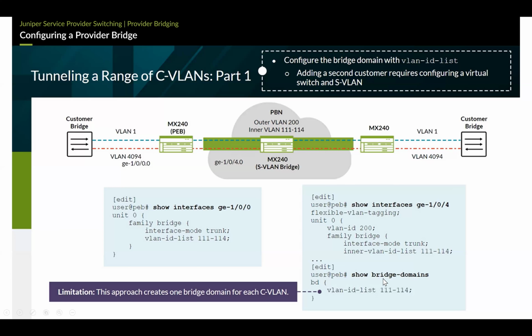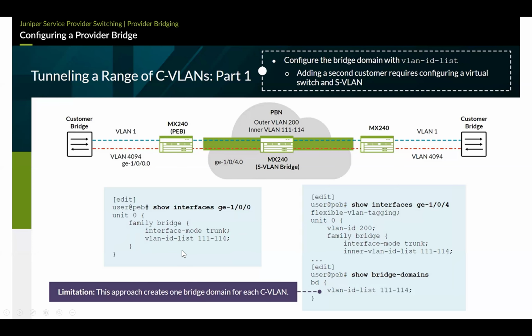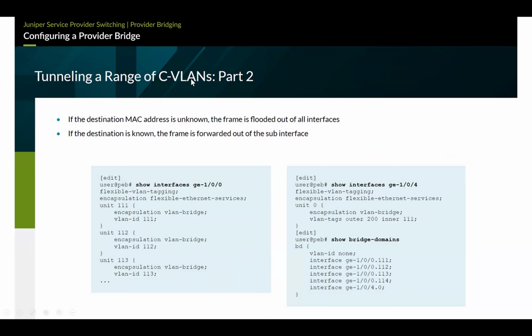This is basically coming from the customer. The limitation is that this approach creates one bridge domain for each C-VLAN. So this is one way of tunneling all C-VLANs. That means the customer is sending a single VLAN. This is the process. If the customer is sending multiple VLANs or a range of VLANs, that is tunneling a range of C-VLANs. So this is the complete configuration.